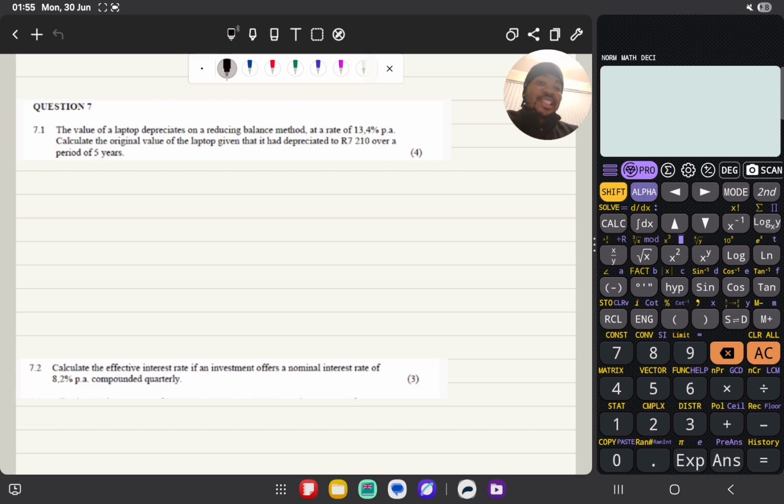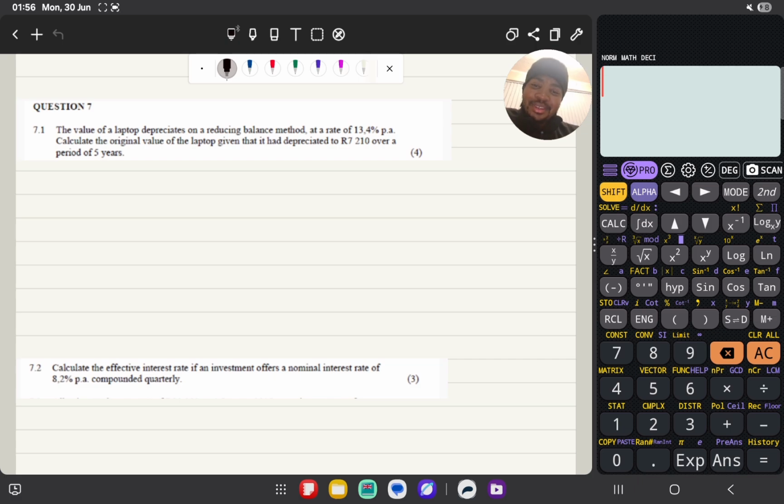Question 7.1. The value of a laptop depreciates on a reducing balance method. Something very important to note: do know these words. Do you know what straight line depreciation is? What reducing balance depreciation is? Reducing balance is compound. Straight line is simple. Very simple.